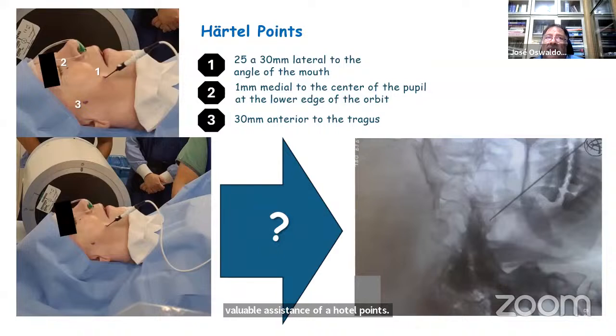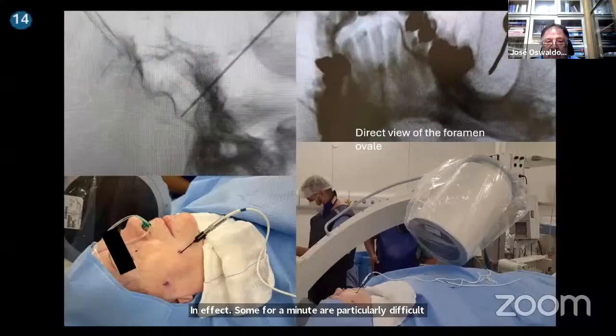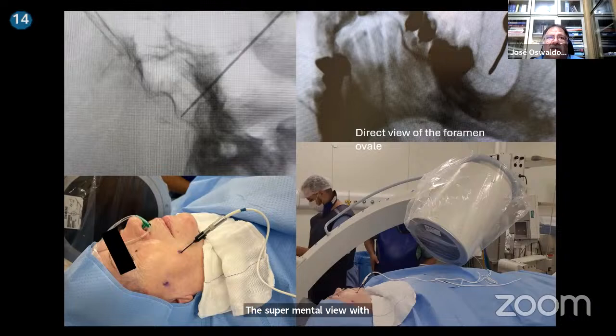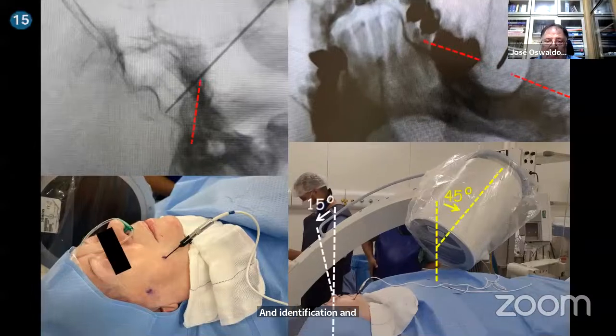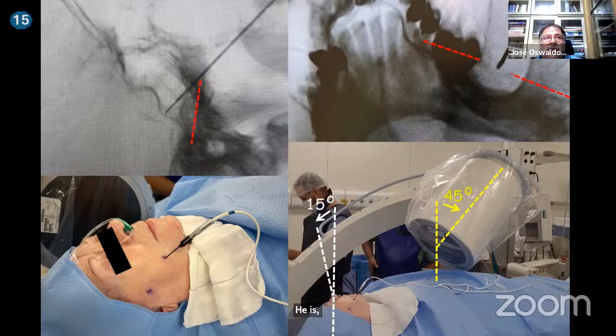In effect, some foramina are particularly difficult to puncture. The submental view with slight rotation to the side opposite the pain allowed direct visualization of the foramen and reduced difficulties in identification and puncture. We use this parameter to find the correct localization.